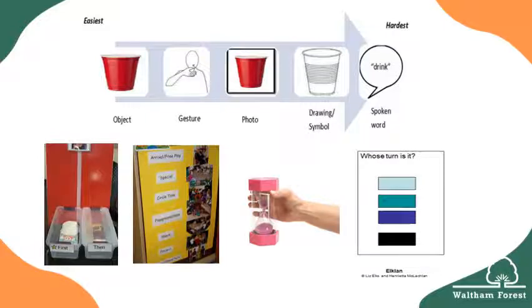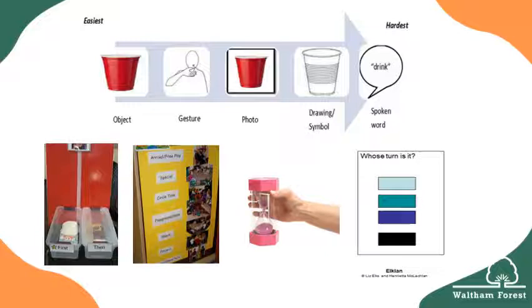So think about the kind of visual support that you're using in your setting to support children's understanding and use of language and communication. There is a hierarchy in terms of using visual support to help us think about the child's level of understanding. So for example, objects will be at the bottom of the hierarchy, moving through to gestures, photos, symbols, and then the spoken word. Objects are often much easier to understand compared to a photo or a symbol.